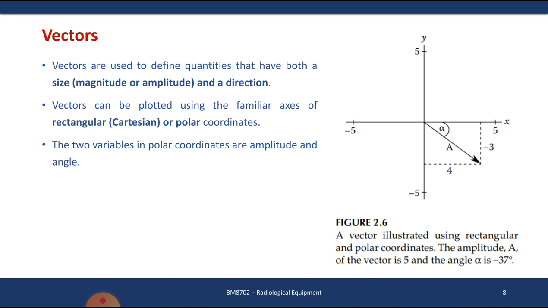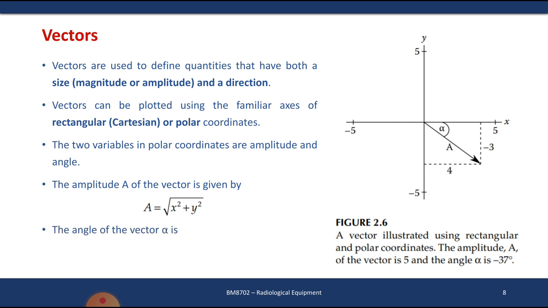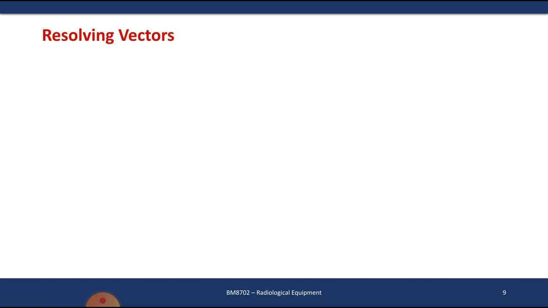If you look at this figure, it has an x-axis and a y-axis. The amplitude is A, which is indicated by an arrow, and there is an angle which is alpha, and you have x and y coordinates. The amplitude is given by A equal to square root of x square plus y square, and the angle alpha is given by tan inverse of y by x. So this is how you study the vector direction, right?